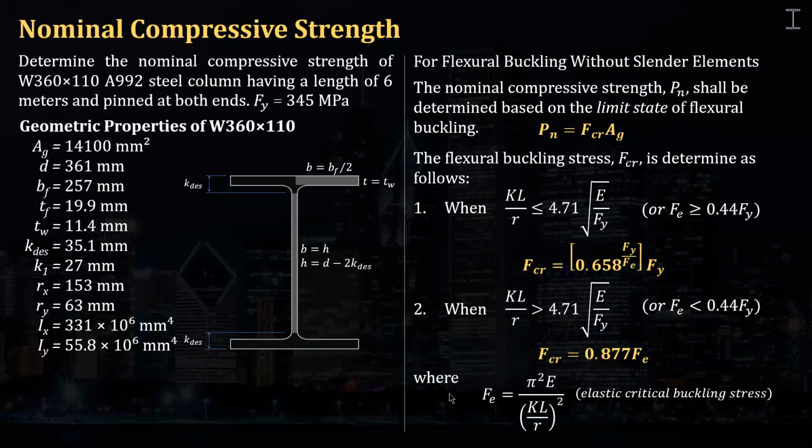Okay, so this Fe is again the elastic critical buckling stress, or the Euler buckling stress. That is Fe is equal to pi squared E over KL over r squared, the slenderness ratio, and that slenderness ratio must be the maximum. Now, comparing the slenderness ratio with respect to the strong axis, or x-axis, and with respect to the y-axis, we're going to use the KL over r with respect to the y-axis here, because the minimum radius of gyration is r sub y.